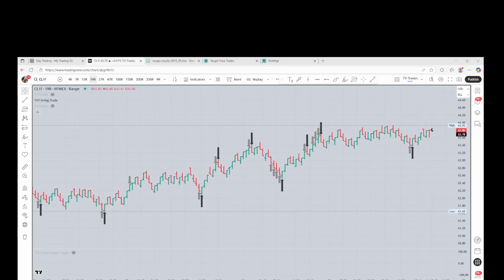The one from last week, 100 range, Wayne. 100 range, yes. So he only gets 1 to 2 trades. Even some days he doesn't get any trades.